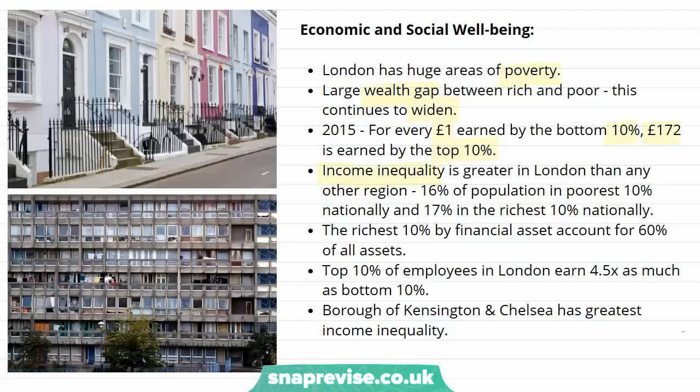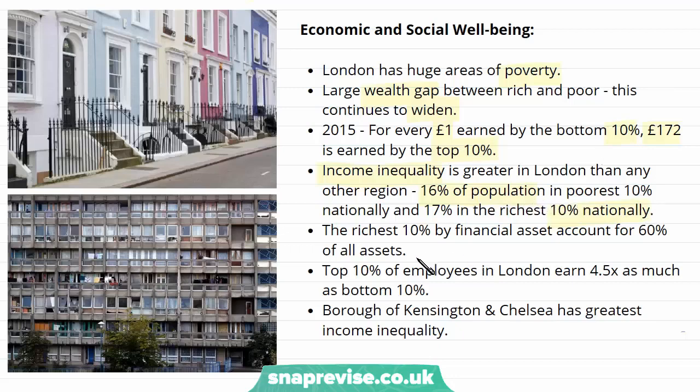And this does have links to the immigration that is very much present in London, with much poorer immigrants coming into the city as a point of entry into the country. So 16% of the population in the poorest 10% nationally are in London, and also 17% of the richest 10% nationally are within London. So these statistics just show you that London has some of the richest people in the country, but also some of the poorest people in the country as well.